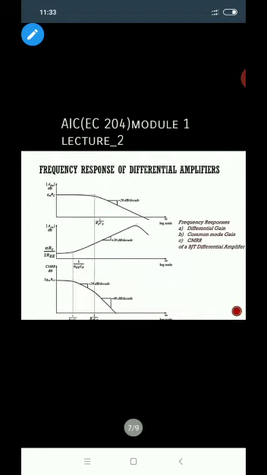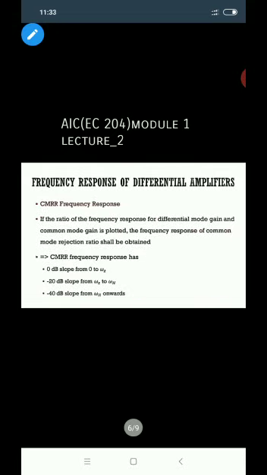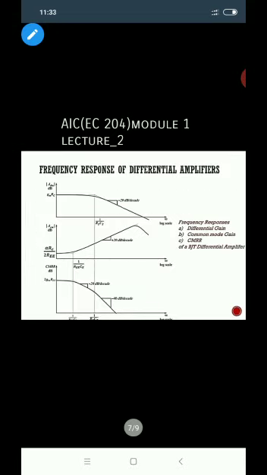Now you can see here, this is the second graph showing the common mode response. Up to omega z, the response is flat, that is a horizontal line with 0 dB slope. After that the response is increasing, that is the common mode gain is increasing at a rate of 20 dB per decade or 6 dB per octave. Here it is showing 20 dB per decade increasing common mode gain.